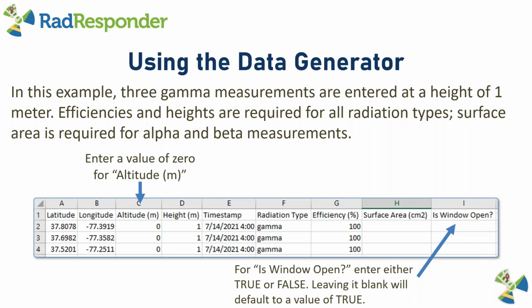This pertains to our mobile surveys data type and some things that we do with UAVs, but just supply 0 for that altitude. Supply your height in meters, so in this case, we'll supply 1 meter. Supply a date and time for the timestamp. Again, we'll do 3 gamma readings. For the window, open or closed, if you leave that blank, namely for your alpha and beta measurements, it's going to default to a value of true. It's going to assume that you're taking an open window measurement.